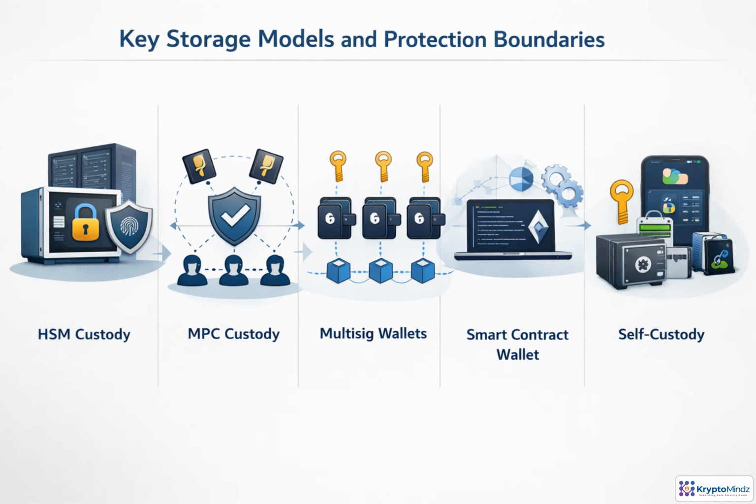Storage decisions come down to boundaries, where control lives, and what would have to fail for funds to move without permission. HSM custody keeps full keys inside hardened hardware. MPC splits signing power across parties. Multisig requires several addresses to approve. Smart contract wallets encode rules on-chain. Self-custody puts the seed with the user. No model is universally best. The right choice depends on threat profile, operational maturity, recovery needs, and transaction volume.